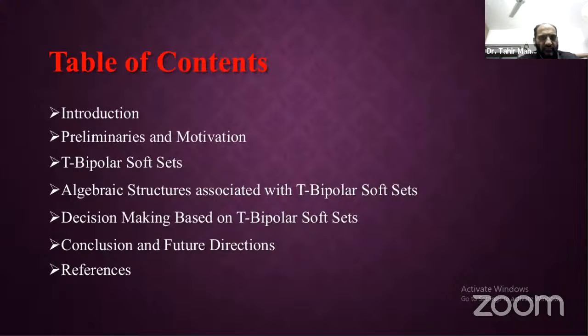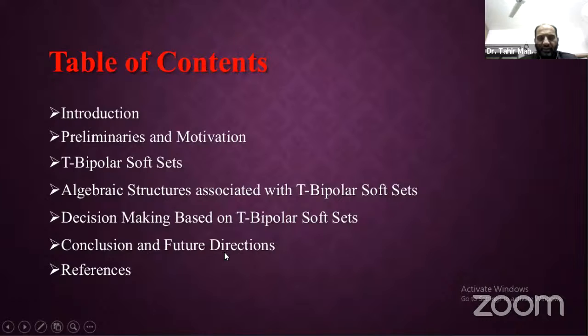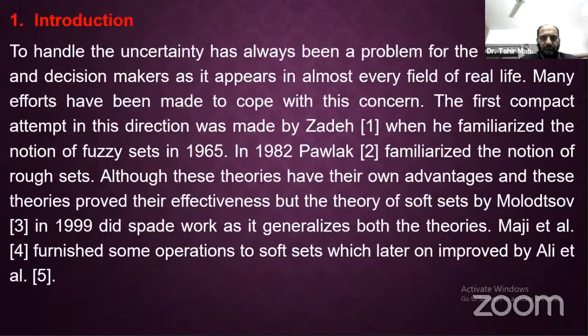The table of contents of the talk are, first of all, we will discuss the introduction, then preliminaries and the motivations, and next T bipolar soft sets. In the next section, we will discuss the algebraic structure associated with T bipolar soft sets. And in section number 5, we will discuss decision making based on T bipolar soft sets. And then we will discuss conclusion and some future directions. And in the end, I will present some important references which I used during my talk.